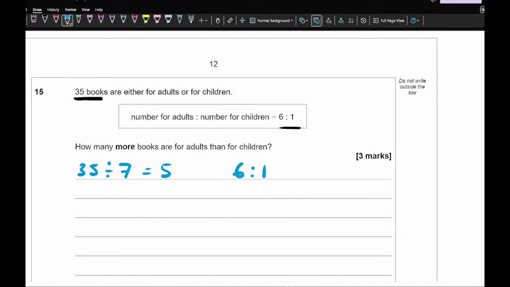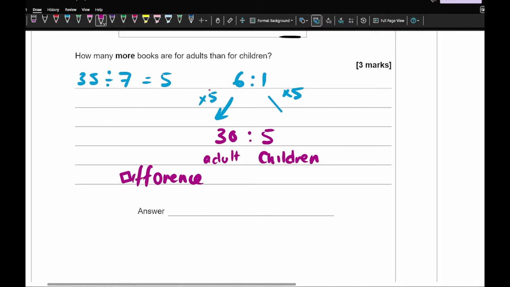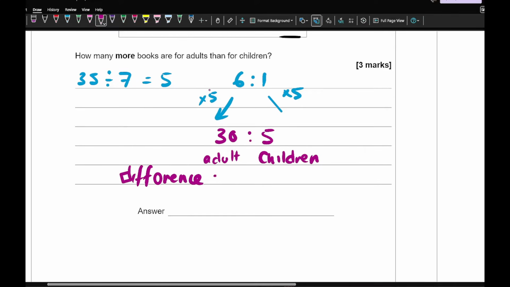And then we've got 6:1, multiply both those numbers by 5, in which we get 30, and we get 5. So this is the number of adult books, this is the number of children's books, and so the difference is going to be 30 minus 5, which gives me an answer of 25.